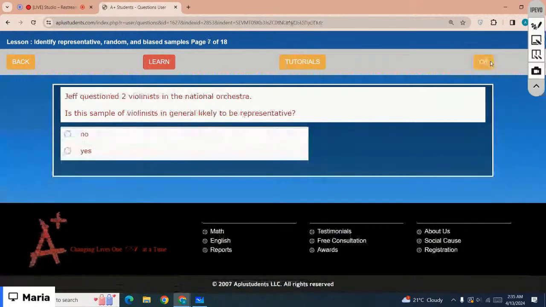Jeff questioned two violinists in the national opera. Is the sample of violinists in general likely to be representative? The correct option is no, they are not representative, right? The correct option is no.